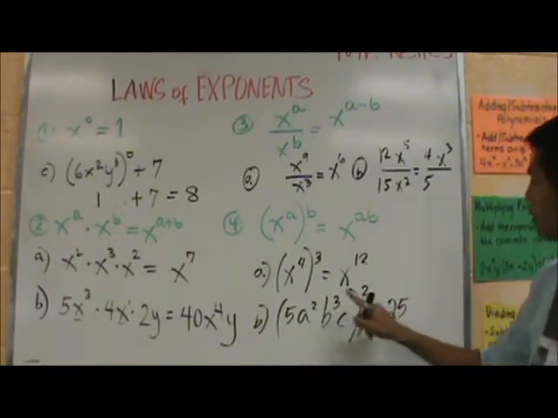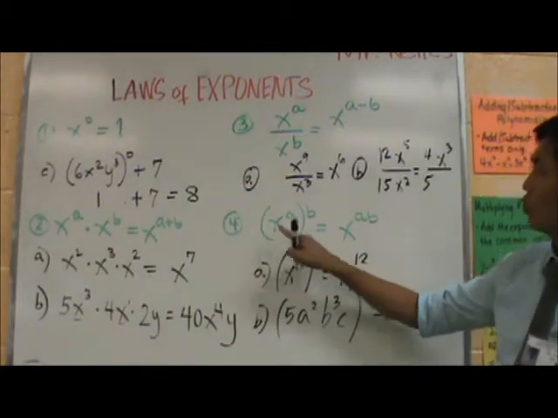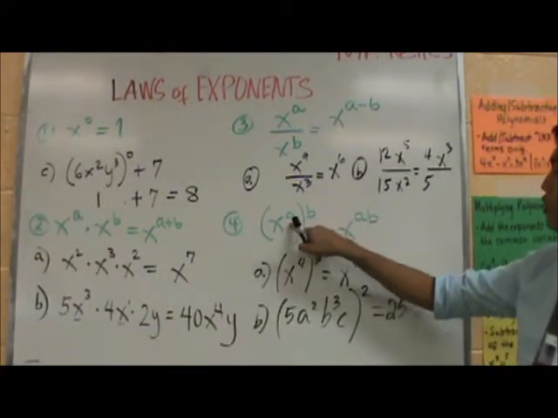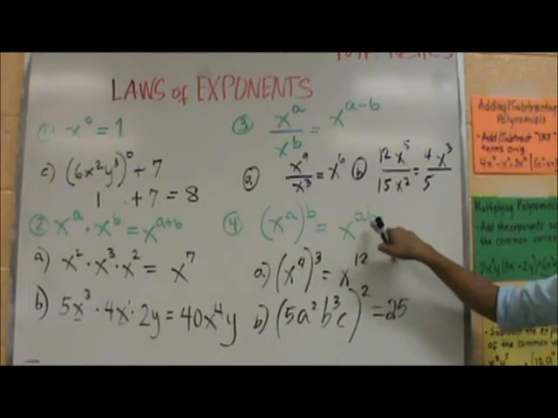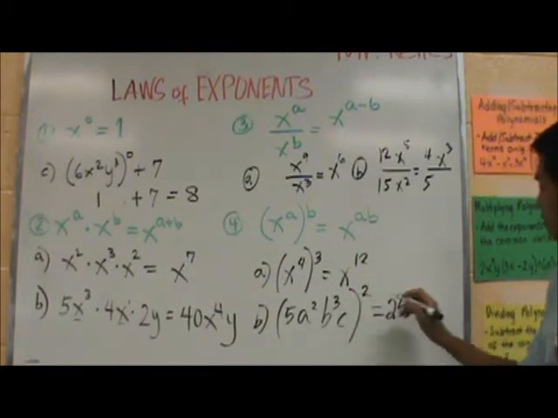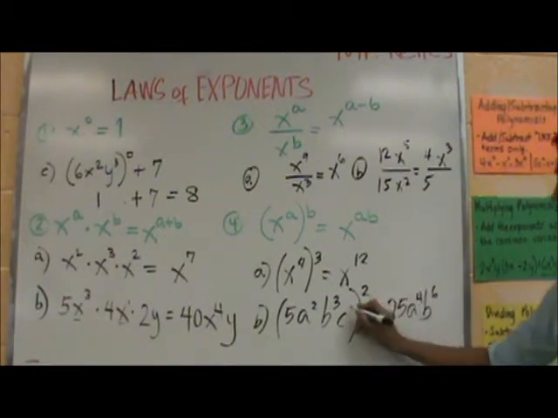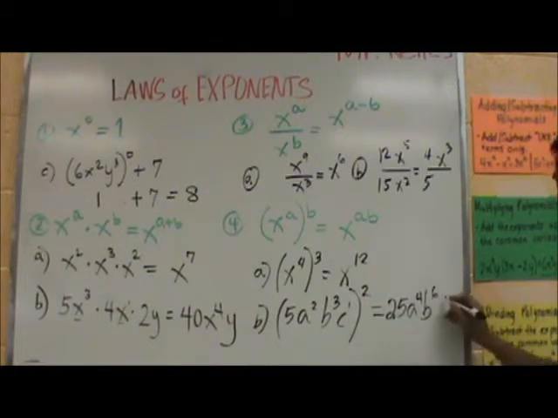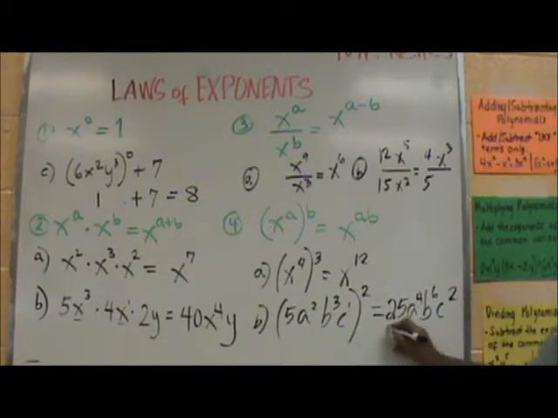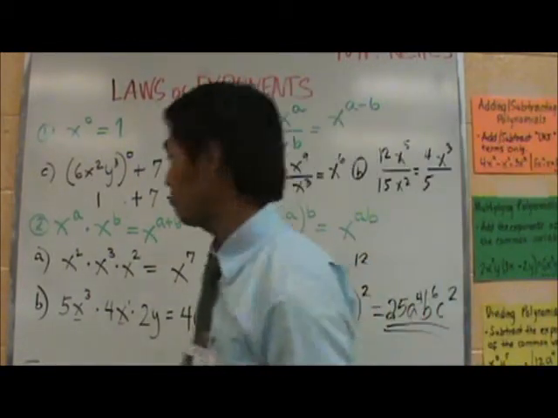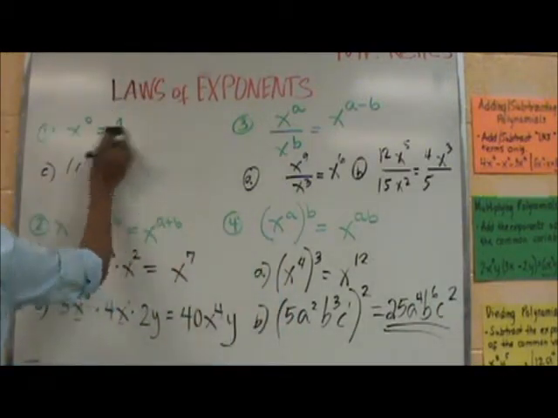Then you can apply this rule where you just multiply the exponents. So 2 times 2, a to the 4th power, 2 times 3, b to the 6th power, and because there is an invisible exponent of 1, 1 times 2, c to the 2nd power. That is the final answer for that.